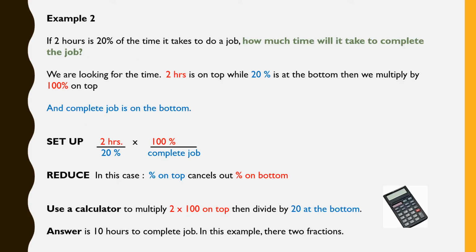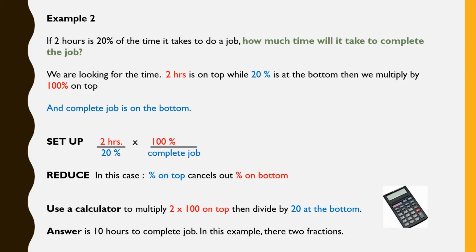Second example. If 2 hours is 20% of the time it takes to do a job, how much time will it take to complete the job? The question is, we are looking for the time to complete the job. So the 2 hours, the time, goes on top, 20% goes at the bottom. We can't solve this with that one fraction alone; it cannot give us an answer. We want to find out how long it takes to complete the job.